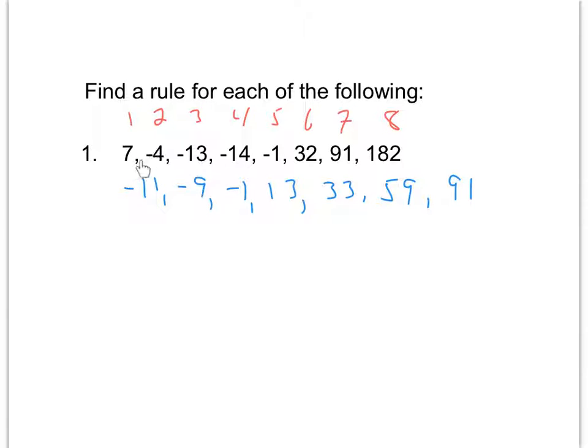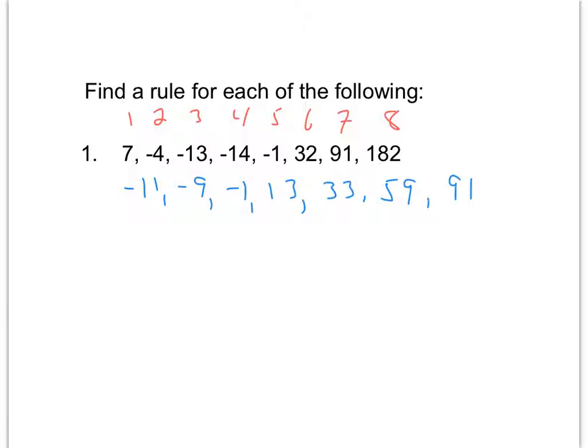Negative 4 minus 7 is negative 11. Negative 13 minus negative 4 is negative 9. Minus a negative is plus, so that's negative 13 plus 4, negative 9. Negative 14 minus negative 13 is negative 1. 13 minus negative 1 is 14. 32 minus negative 1 is 33, etc. Here are our first differences. These are not all the same number, so now we need to find our second differences.